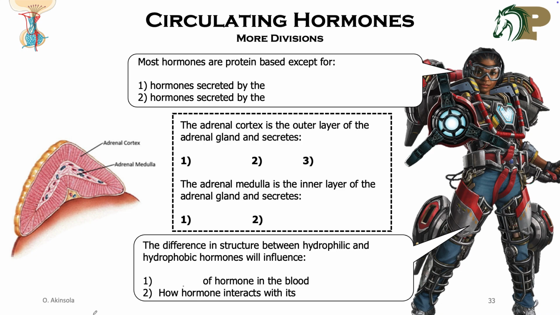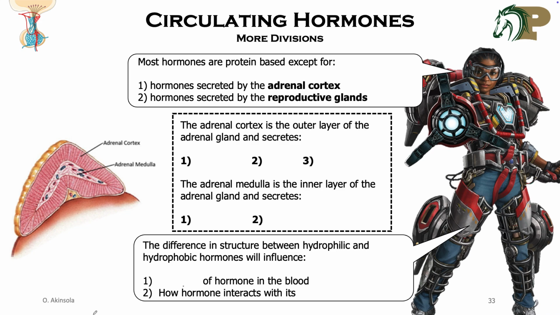Most hormones are going to be protein-based except for hormones secreted by the adrenal cortex. That will include corticosteroids, androgens, and cortisol. And then hormones secreted by the reproductive glands. Those are your estrogens, progesterones, and testosterone.